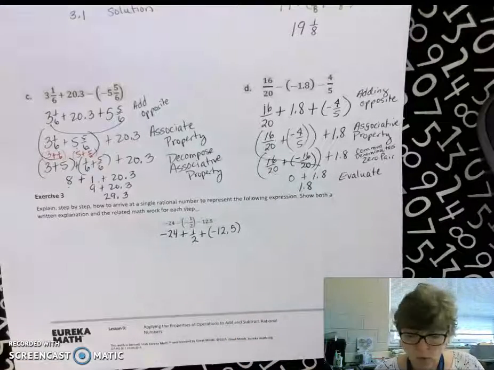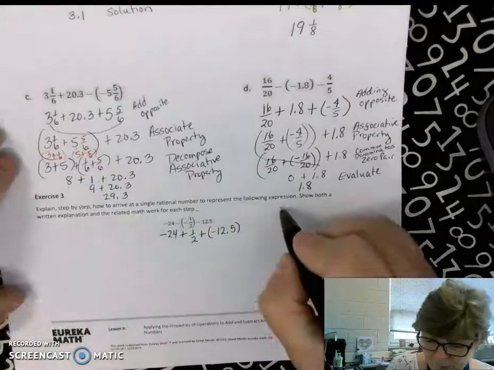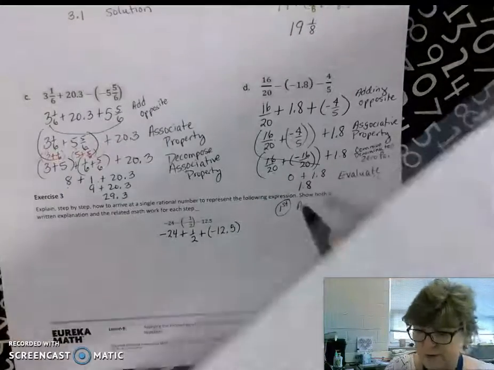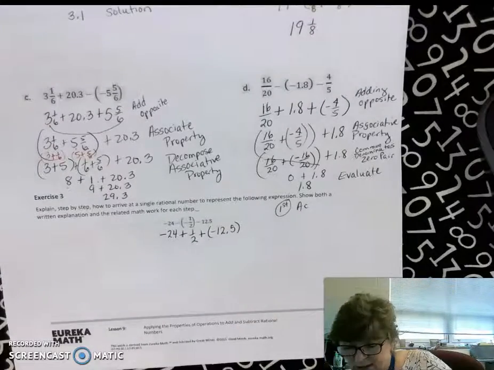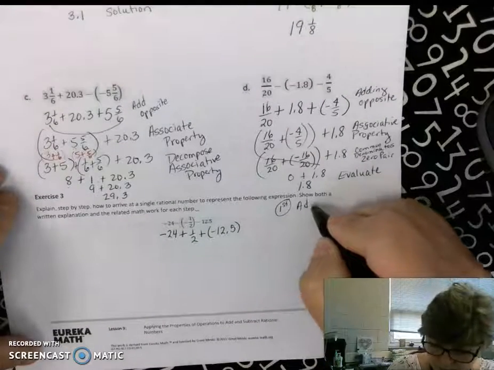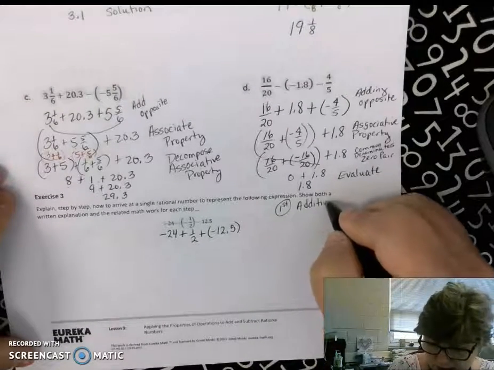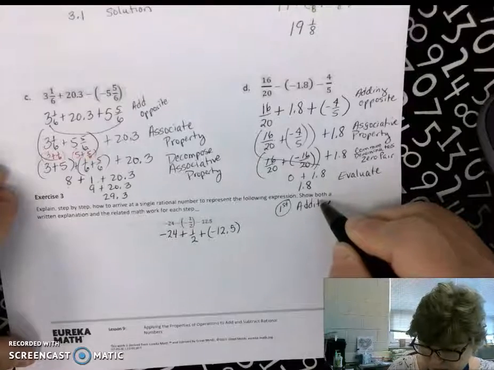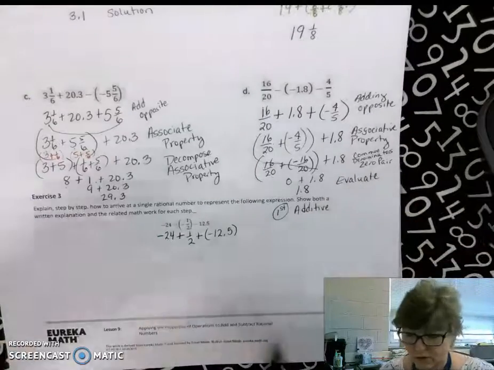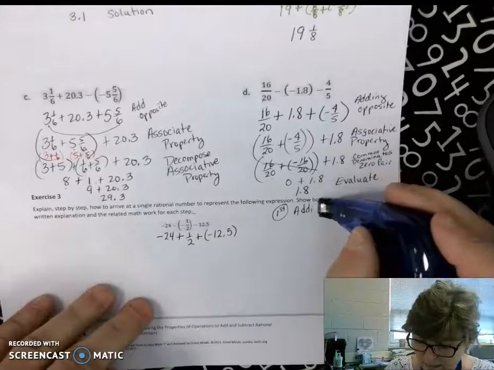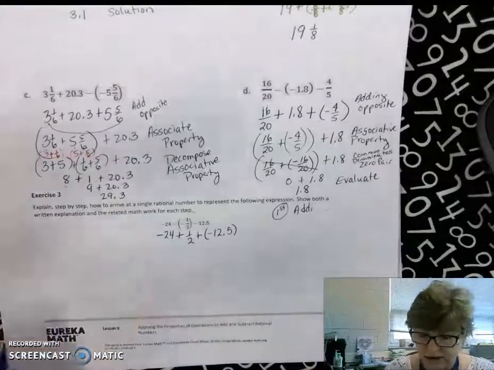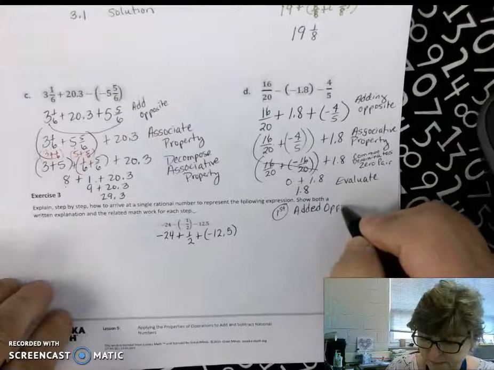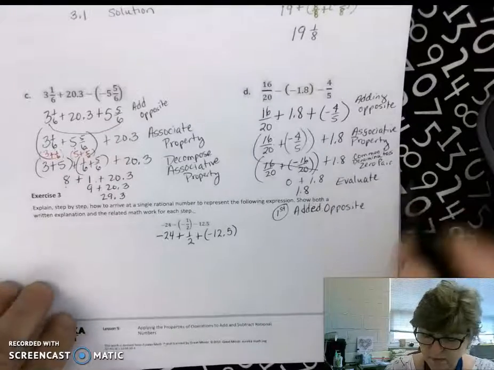Okay, so step 1 is I first added the opposite. And I'm going to keep up with this written piece as we go along. Oh, goodness gracious, I started to write the wrong thing, although they are definitely aligned. Added the opposite. Okay.